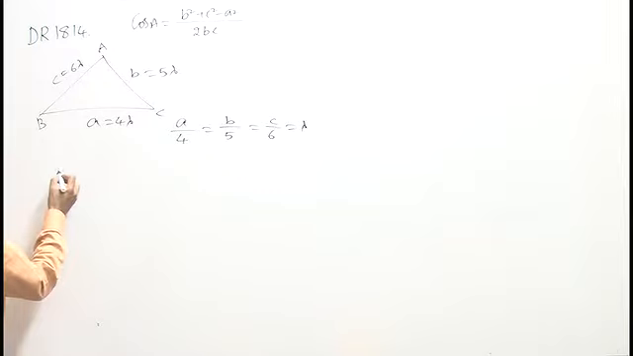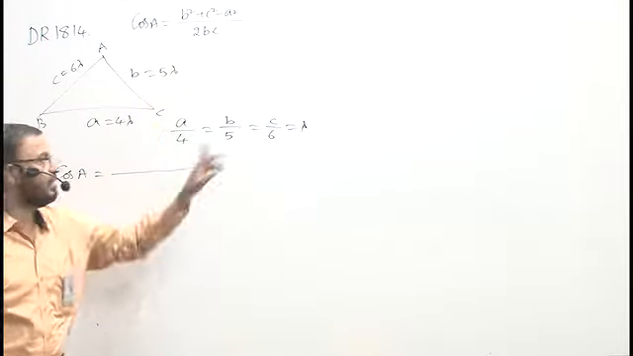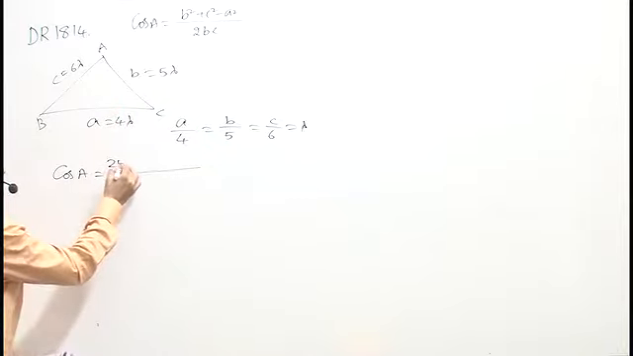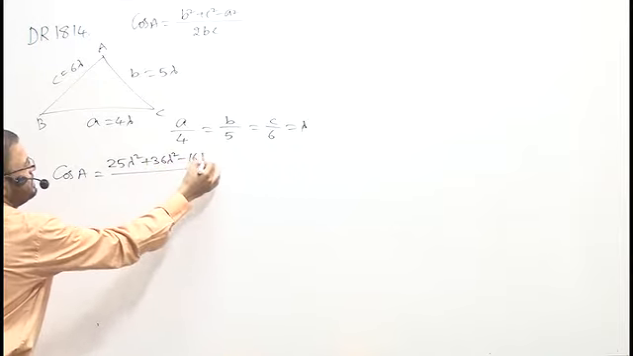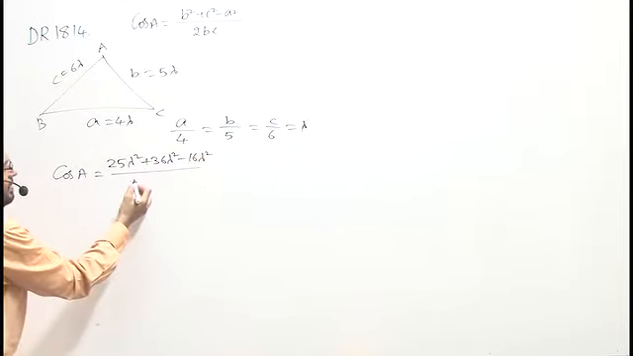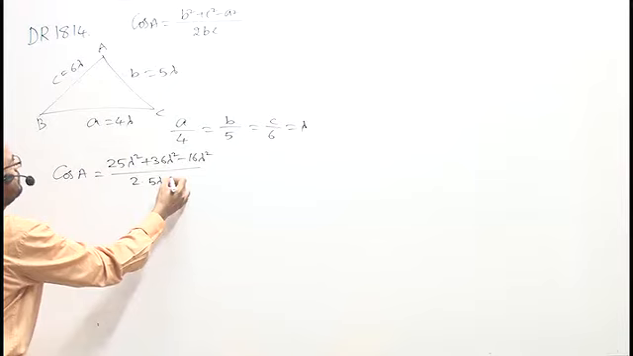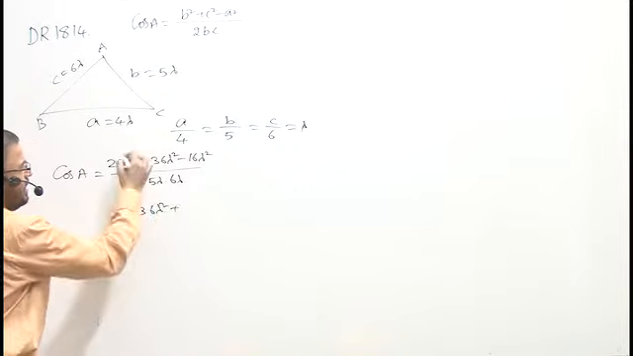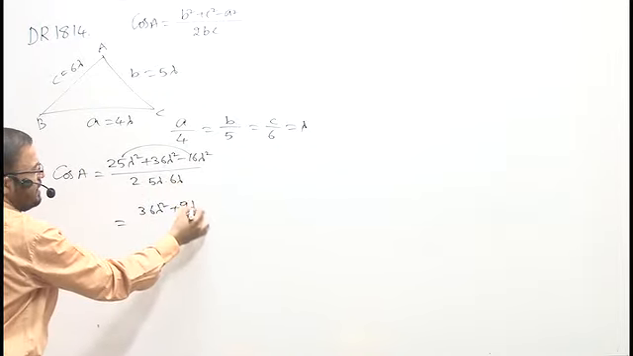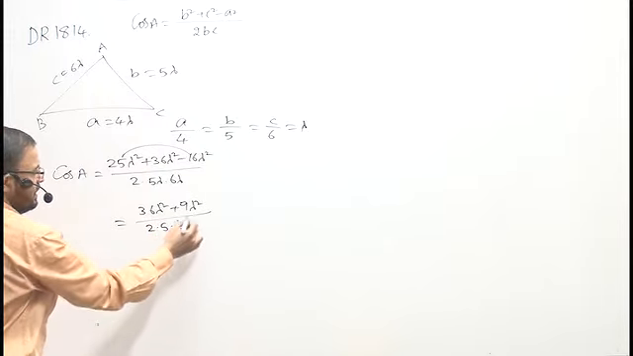Now I find cos A. According to this formula, I have to write b square, c square and minus a square. b square means 25 lambda square, c square means 36 lambda square, minus 16 lambda square, divided by 2 into 5 lambda into 6 lambda. Now 36 and 25 minus 16 will become equal to 9 lambda square divided by 2 into 5 into 6 lambda square.